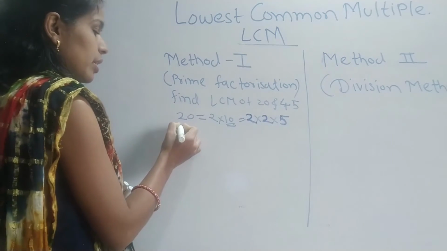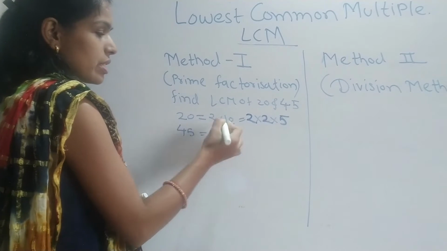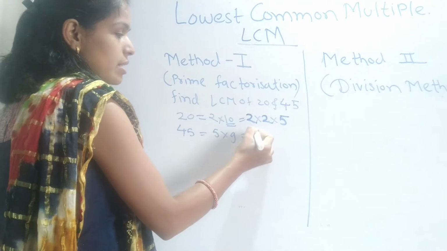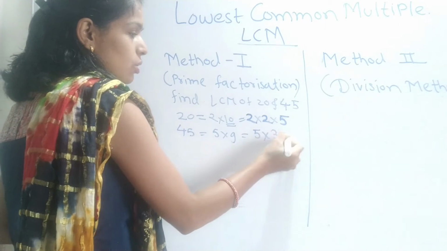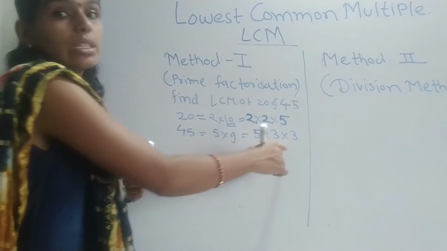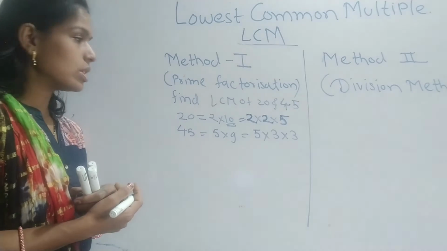Okay, then 45 has a prime factorization. We know that 5 9s are 45, and then 9 is again factorized as 3 multiplied by 3. So these are the prime factors of 45: 5, 3, 3. Now what we have to do to find the LCM of these two numbers?